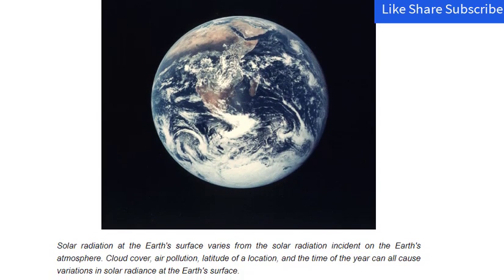Solar radiation at the Earth's surface varies from the solar radiation incident on the Earth's atmosphere. Cloud cover, air pollution, latitude of a location, and the time of the year can all cause variations in solar radiance at the Earth's surface. The amount of energy reaching the surface of the Earth every hour is greater than the amount of energy used by the Earth's population over an entire year.